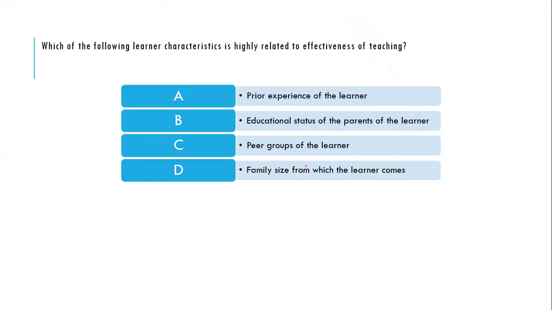The second question: which of the following learner characteristics is highly related to effectiveness of teaching? Prior experience of the learner, yes. Prior knowledge of a particular content, a particular subject, is a prerequisite. In the syllabus also we have seen that prerequisites are necessary. So prior knowledge of the learner can improve the teaching and learning practice. Educational status of the parents of the learner, definitely not. Peer groups of the learner, maybe, but not highly related. And family size from which the learner came? No, definitely not. So it should be prior experience of the learner.